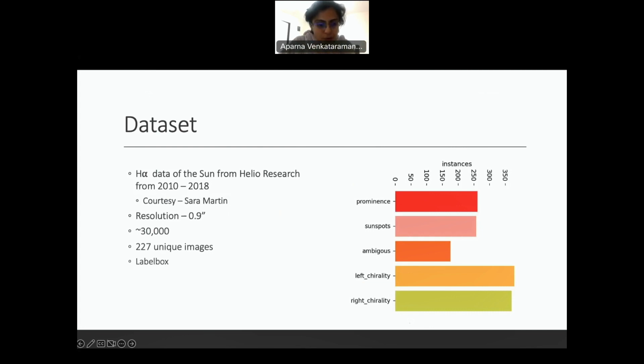So there are also prominences and sunspots in our dataset. We are basically doing object detection for left chirality, right chirality, prominences, and sunspots. We also have ambiguous filaments, which are basically filaments whose chirality could not be determined. Overall, we have 227 unique images, and they were labeled for these different classes using Labelbox.